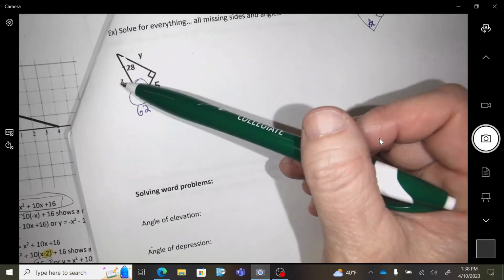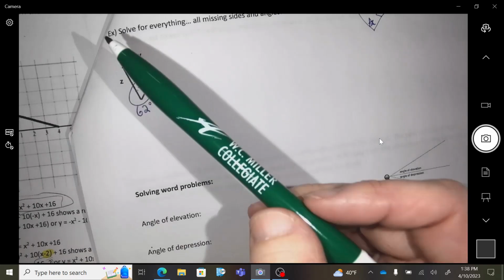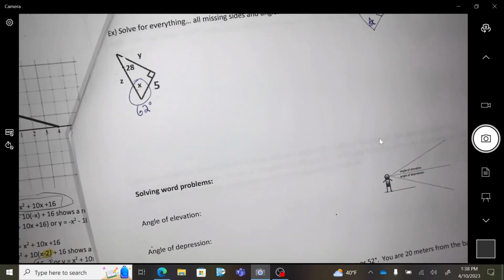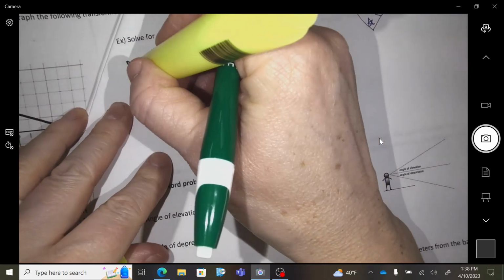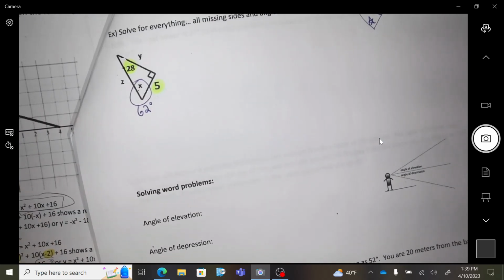Okay, you can't use Pythagorean theorem right now. Do you see that? You can't. To use it, you have to know 2 sides. So it's out. So what do you want to do? We got to use something SOHCAHTOA. So I'm going to use this 28 degrees and this 5. What do you want to get here? The Y or the Z? Doesn't matter to me. Z.